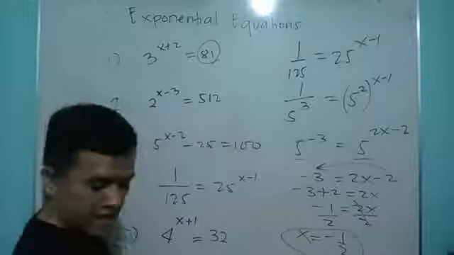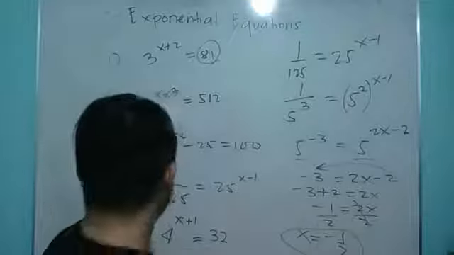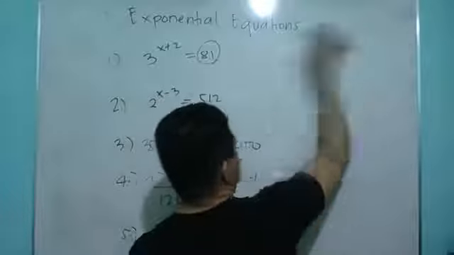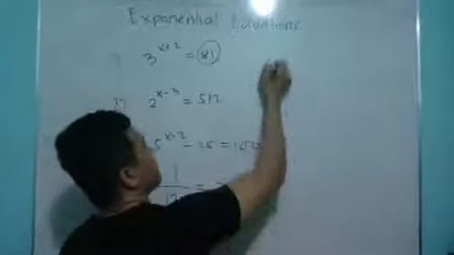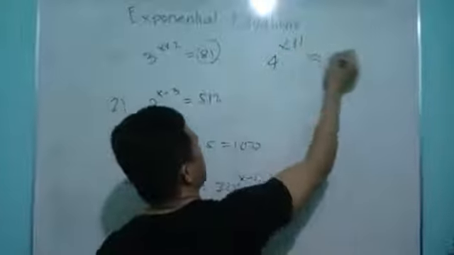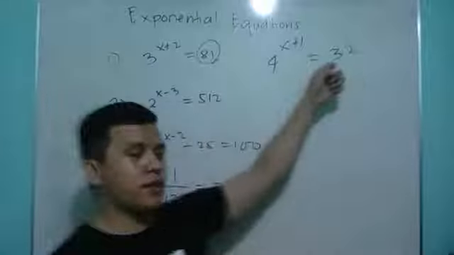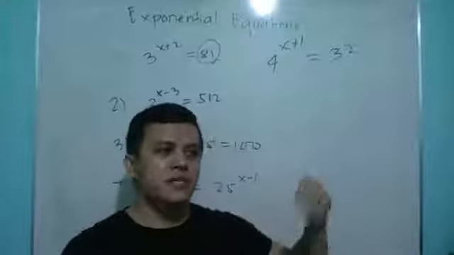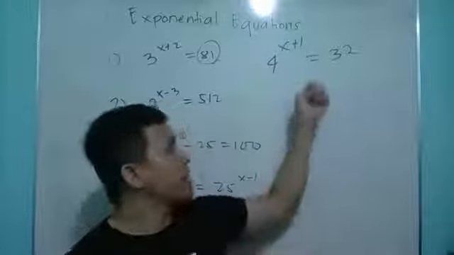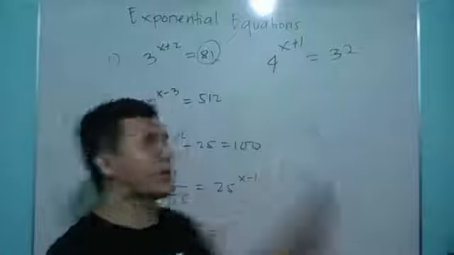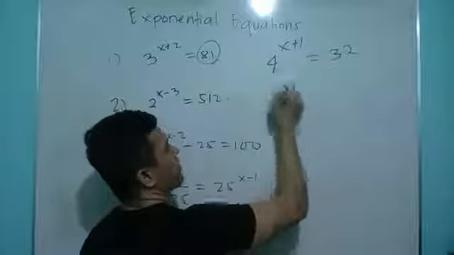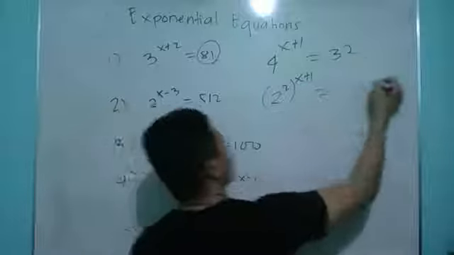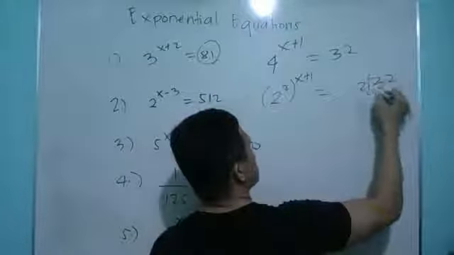Next one, the last number. The same concept. So we have 4 raised to x plus 1 is equal to 32. Again, we cannot express 32 with the base of 4, so we're going to express it in a base that is a factor of 4. So we have there 4 is 2 squared.